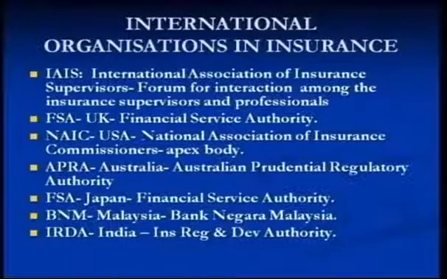Then FSA, Financial Service Authority, is in the UK. Then NAIC is in the USA, the National Association of Insurance Commissioners. It is the apex body of various states in the USA, and it takes care of all the states' regulatory matters. APRA is in Australia, the Australian Prudential Regulatory Authority. Then FSA in Japan, Financial Services Authority. After the bursting of the life insurance companies bubble, they have become more active. BNM is in Malaysia, Bank Negara Malaysia. It is the Malaysian insurance regulator.